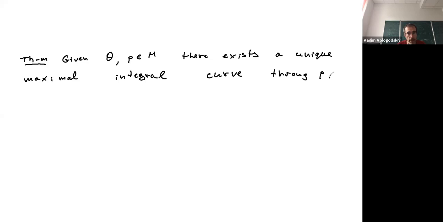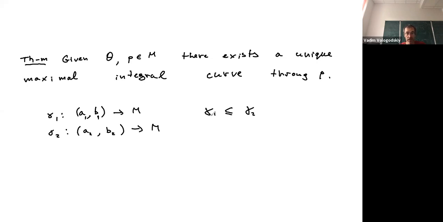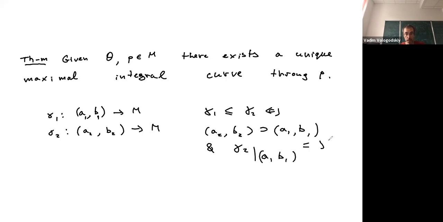So what does it mean, maximum? We say that one integral curve is greater or equal than another if, having two curves, say gamma 1 on (A1, B1) and gamma 2 on (A2, B2), we say that gamma 2 is greater or equal than gamma 1 if (A2, B2) contains (A1, B1), and gamma 2 restricted to (A1, B1) is gamma 1.